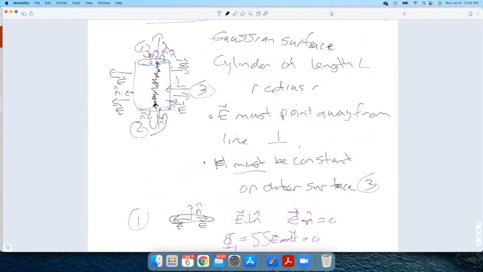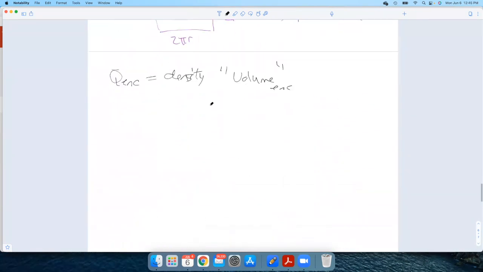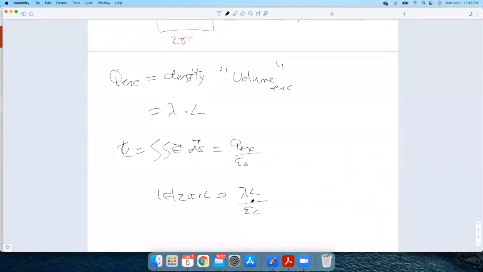How much charge did I capture? How many coulombs of charge? The density, lambda, times that length. So this will be lambda, that was my charge density times the length. So putting these together, flux equals double integral of E dot dS equals charge enclosed over epsilon naught. We get magnitude of E times 2 pi RL equals lambda L over epsilon naught.